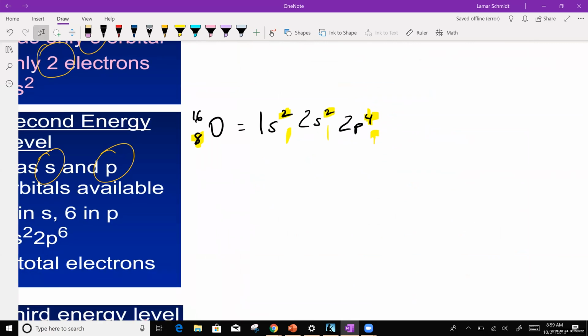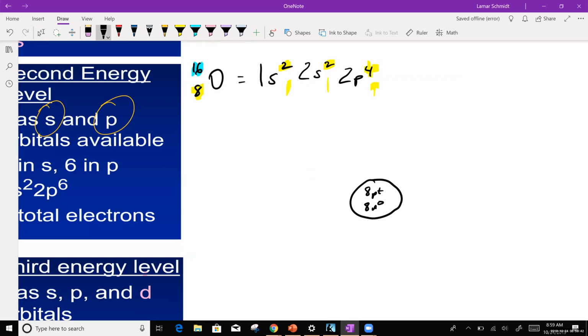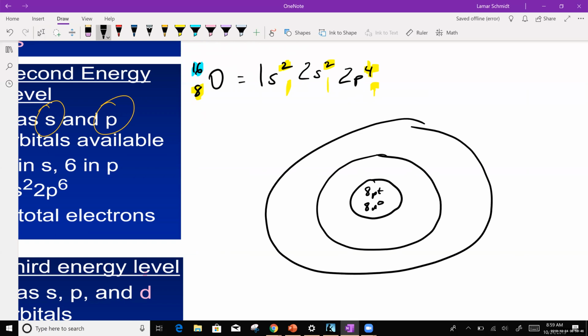If you want to draw your Bohr model, simply draw your nucleus. The nucleus should have 8 protons, because that's our atomic number. And this should have 8 neutrons. And 8 plus 8 gives us 16, which is our mass number. How many energy levels do we have represented? That's right, we have 2. So here we have energy level 1, energy level 2.